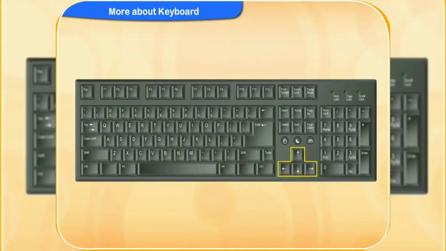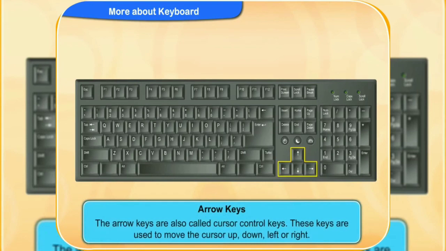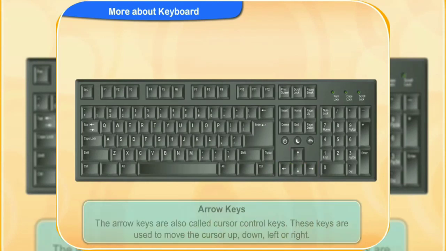These 4 at the bottom are the arrow keys, aren't they, Clicko? Yes, these are the arrow keys. The arrow keys are also called cursor control keys. These keys are used to move the cursor up, down, left or right.